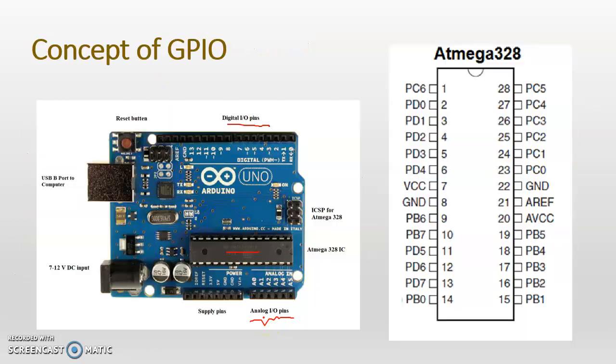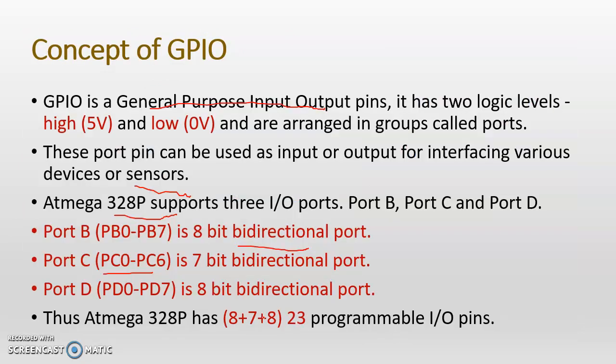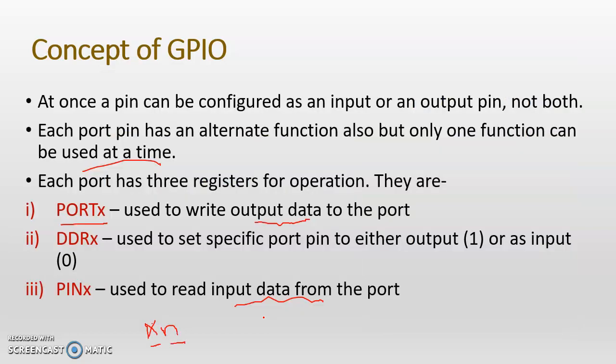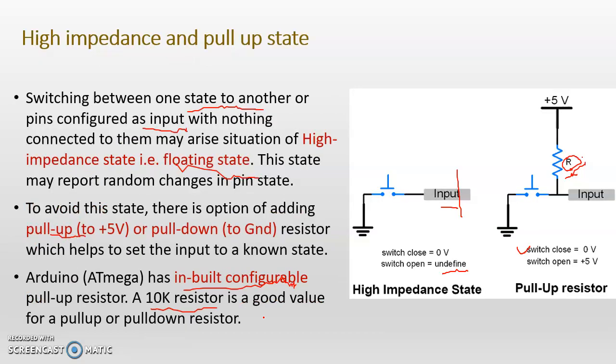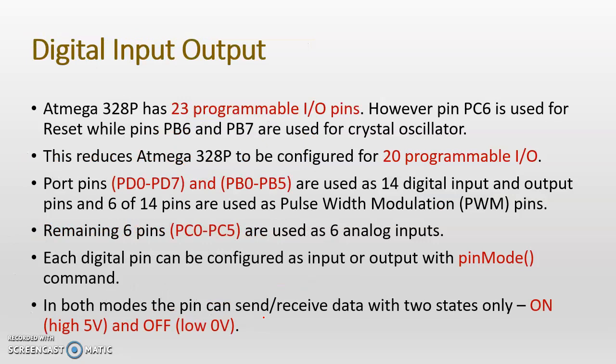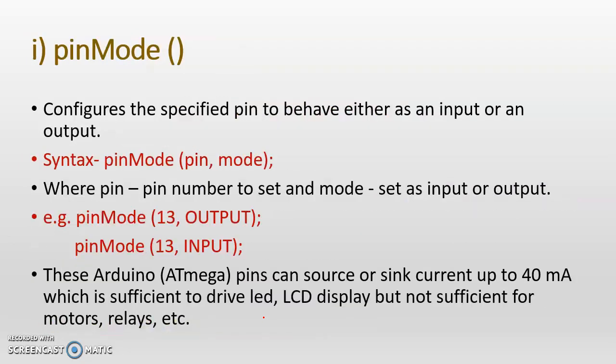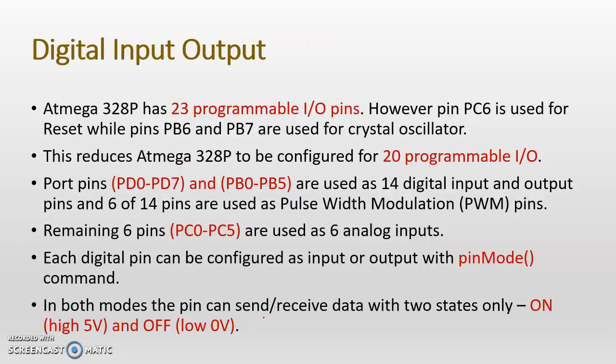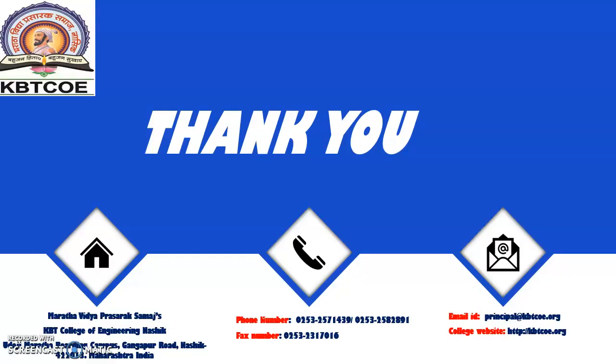So in general purpose input output, these are the port pins, 23 programmable input output pins, which are arranged in this pin diagram of the ATmega328P. There are working registers, PORTx, DDRx and PINx, and the high impedance and pull-up state. In the next video we'll learn about digital input output, analog input output, and the commands to initialize this input or output. Okay, so thank you for watching.